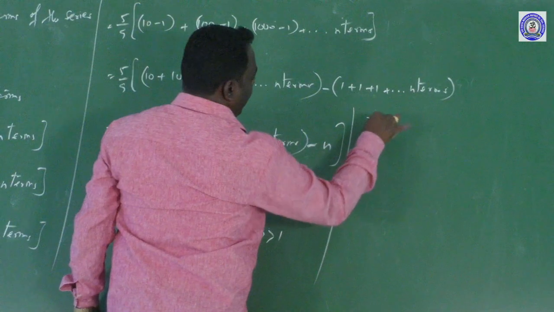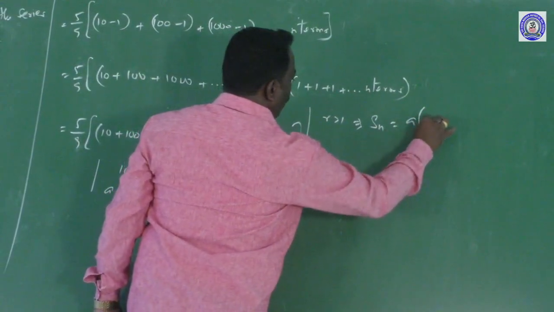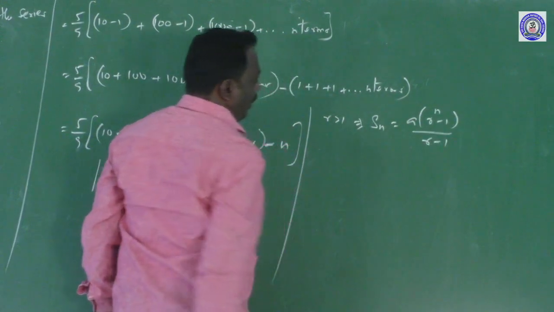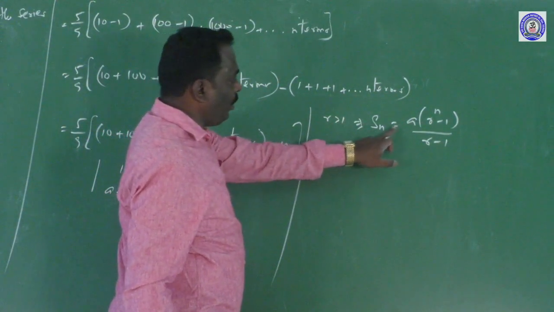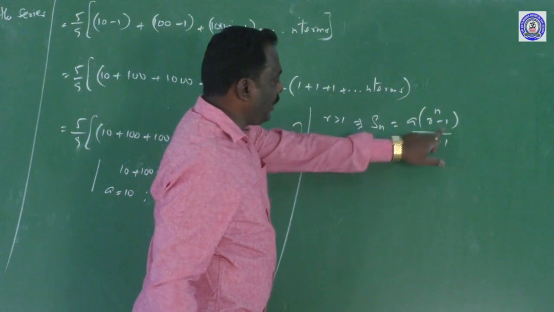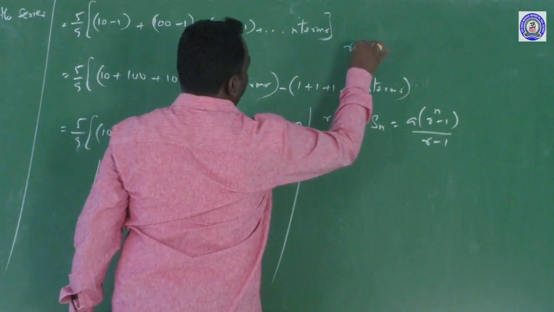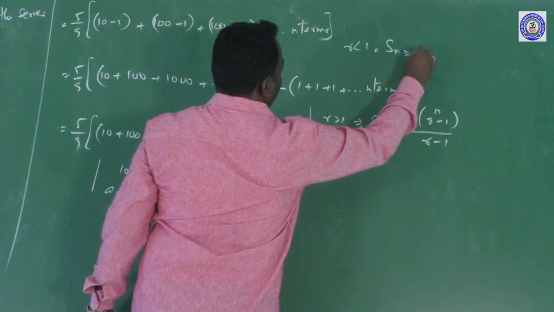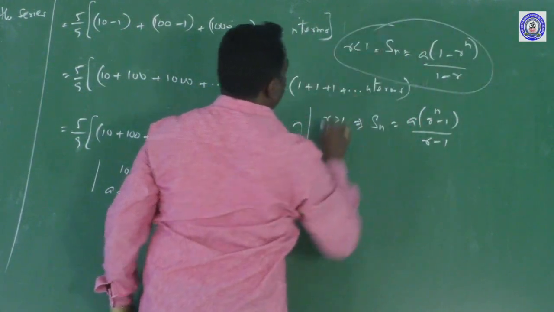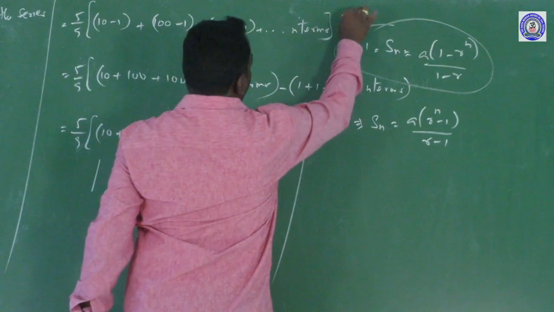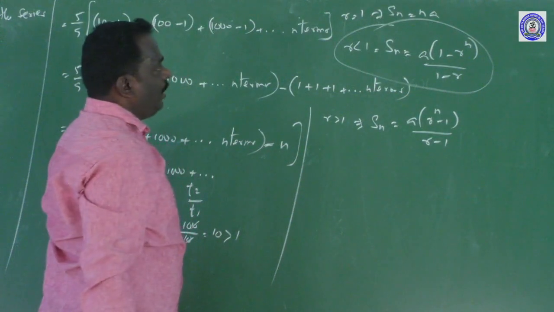So r is greater than 1, then we can apply the summation formula Sn equal to a into r power n minus 1 by r minus 1. This is the formula for the sum of n terms in a GP when r is greater than 1. If r is less than 1, Sn equals a into 1 minus r power n by 1 minus r. If r is equal to 1, then Sn is equal to na.